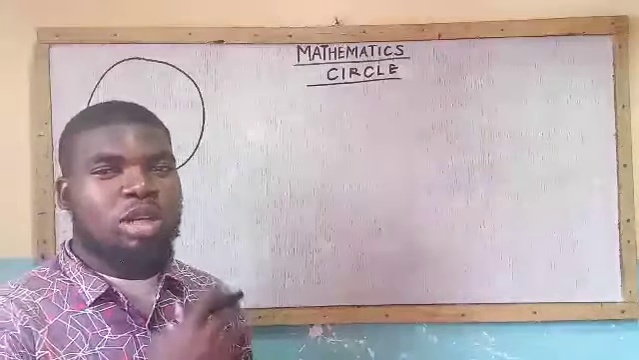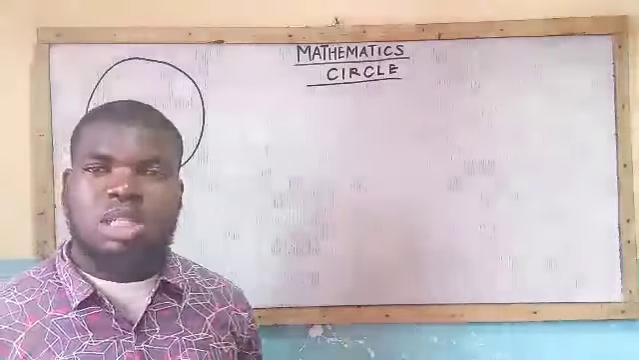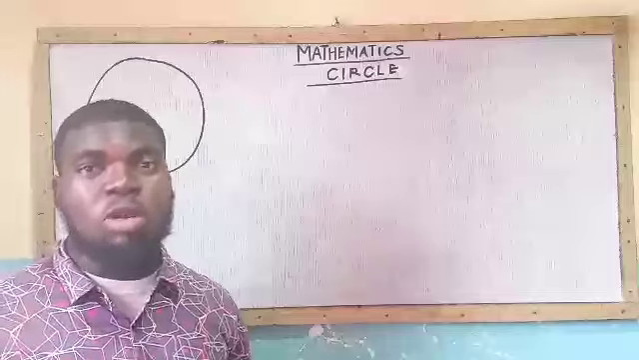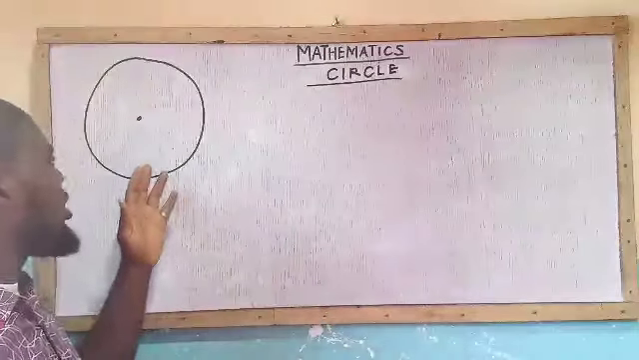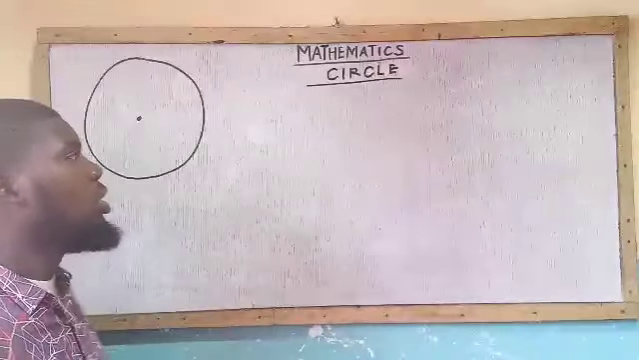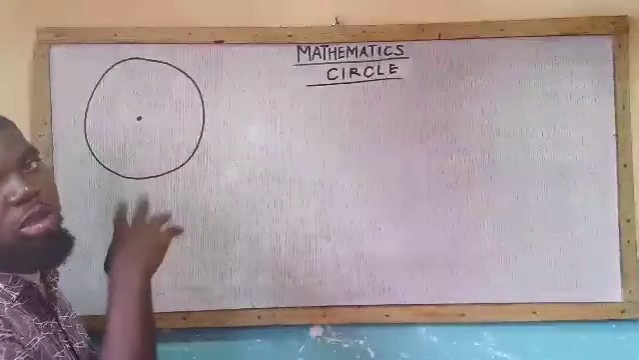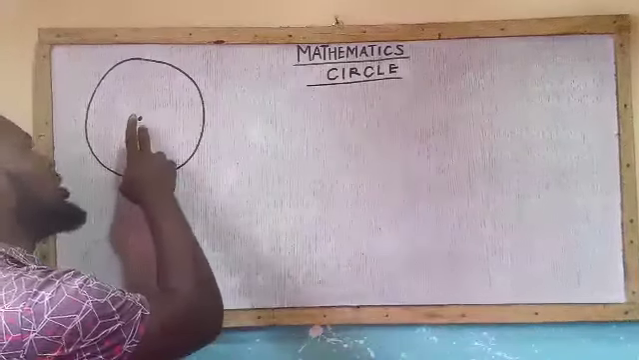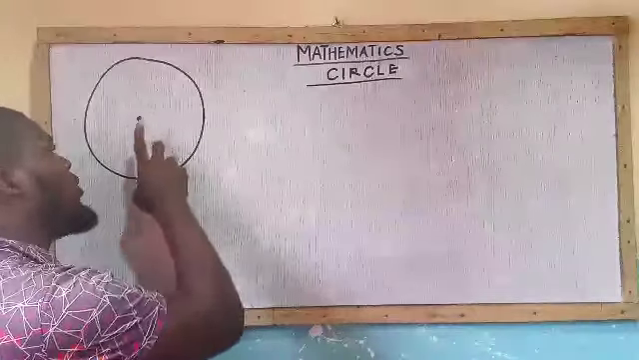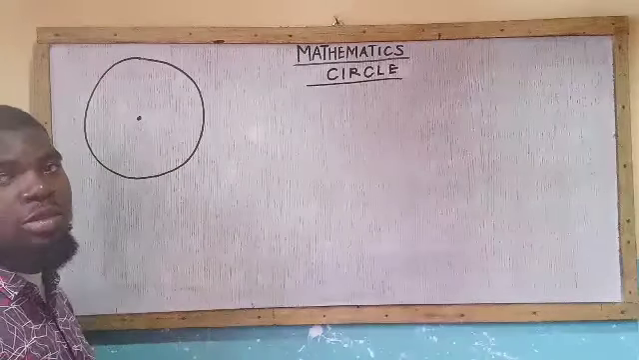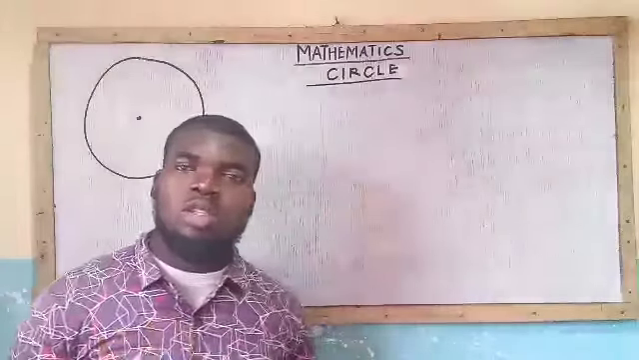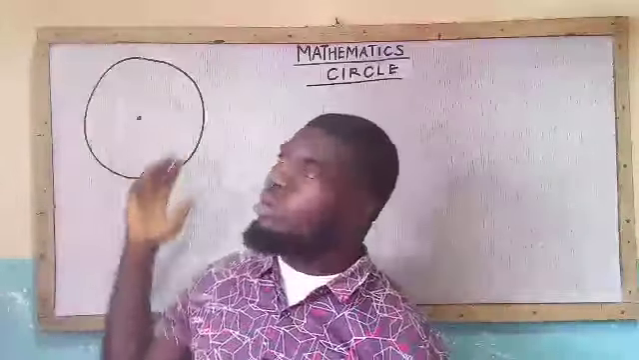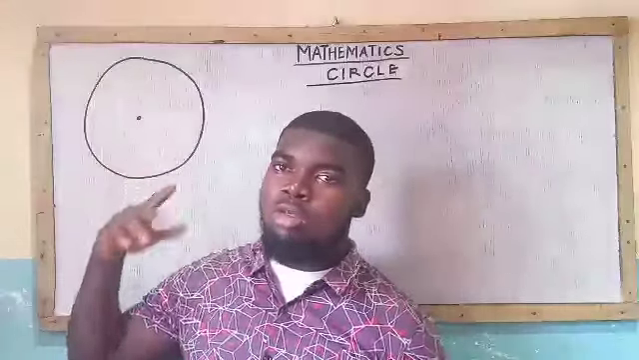Today we'll be looking at mathematics, specifically circular measurement. When we consider this as a circle, we know that a circle is a plane shape. From the center of this circle, all parts of the circumference are equidistant. I will start by explaining the definitions of the parts of a circle. I'll quickly do that.